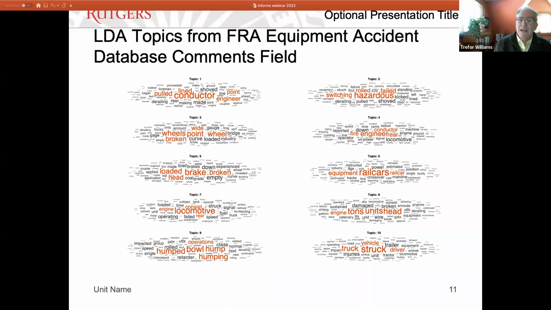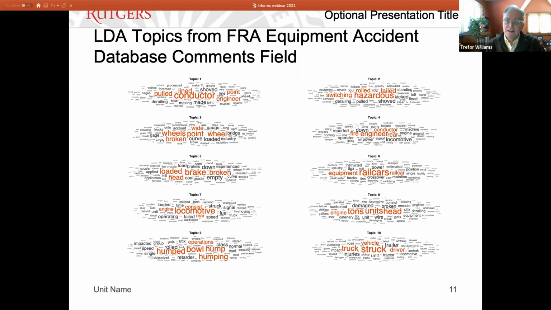All right, so now this is what you get from the LDA. This is MATLAB output, and this is the FRA equipment accidents. You can see that these are the major topics. Let me just say one. Okay, topic 9, which is the bottom left topic. If you look at that, that says bowl, hump. So one of the topics it found from all the railroad accidents the FRA has collected is that hump yard operations have a lot of accidents.